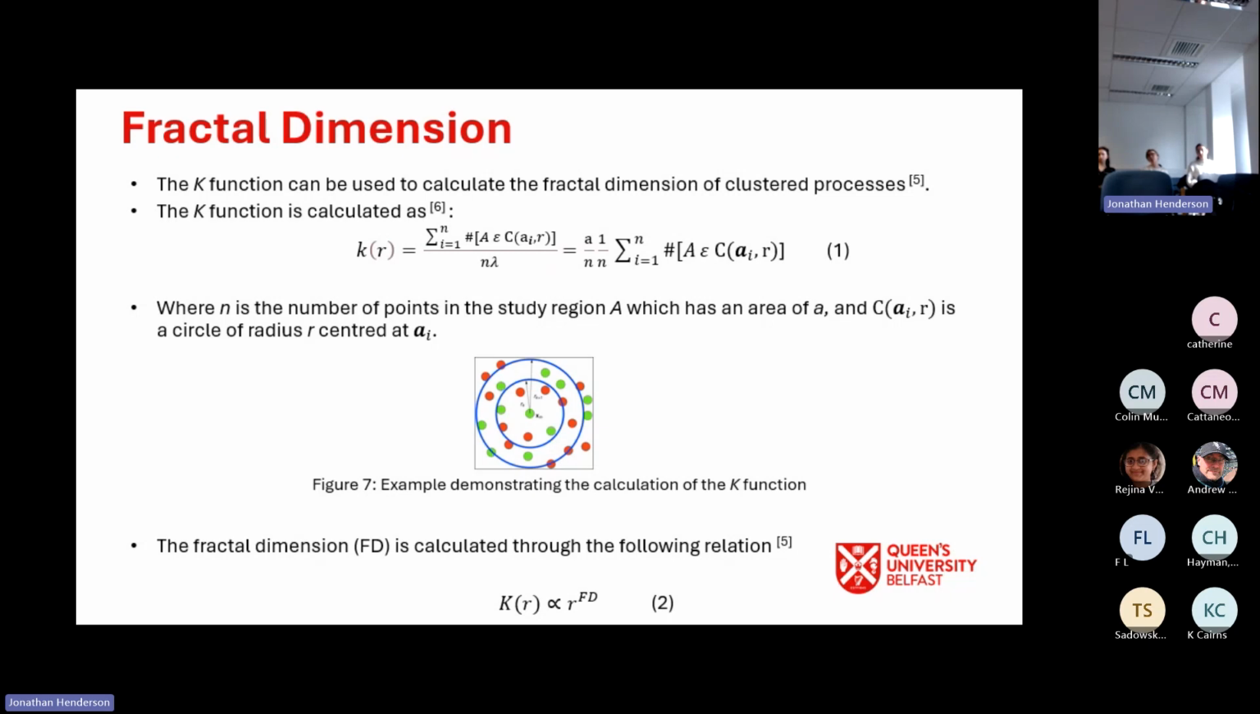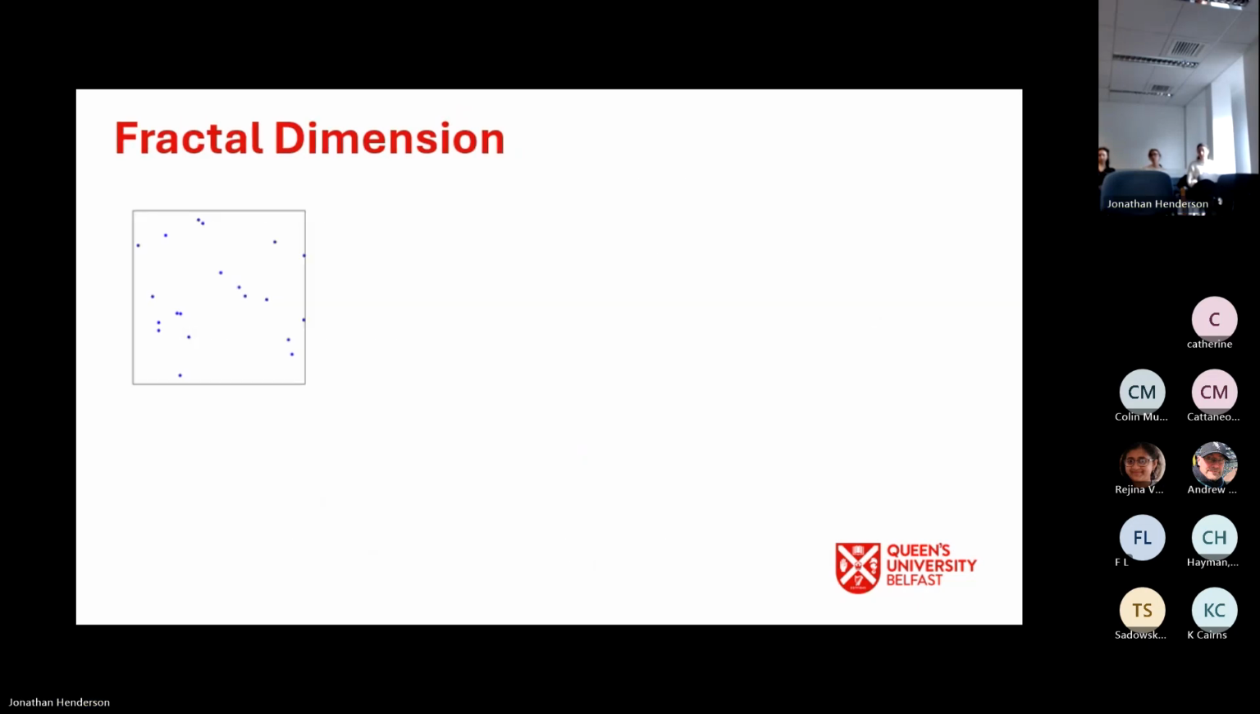The only issue with this is that it only seems to work when we have distinct clusters in our patterns. If the points are randomly distributed, or if they are distributed quite regularly throughout the study region, we find that they estimate the fractal dimension quite the same. So the standard method that is used is actually a simpler one. It's the box counting algorithm.